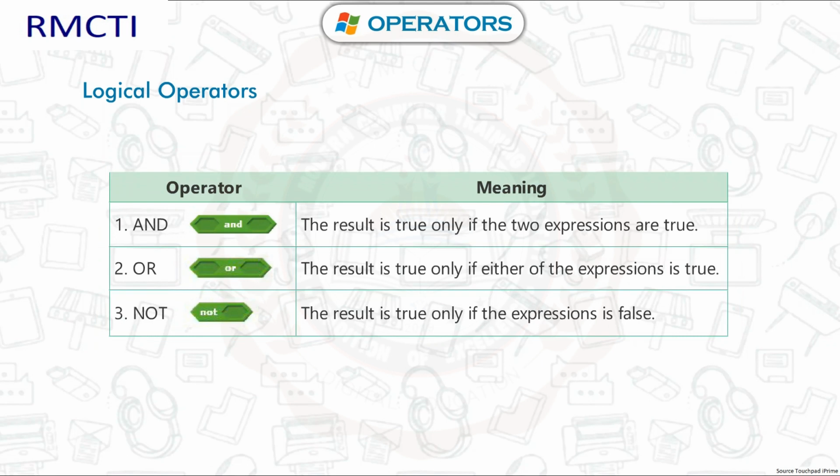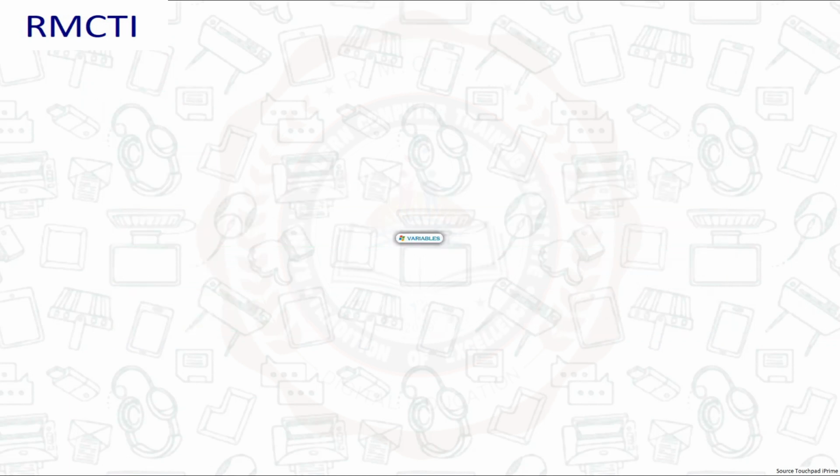Meaning. 1. And. The result is true only if the 2 expressions are true. 2. Or. The result is true only if either of the expressions is true. 3. Not. The result is true only if the expression is false.